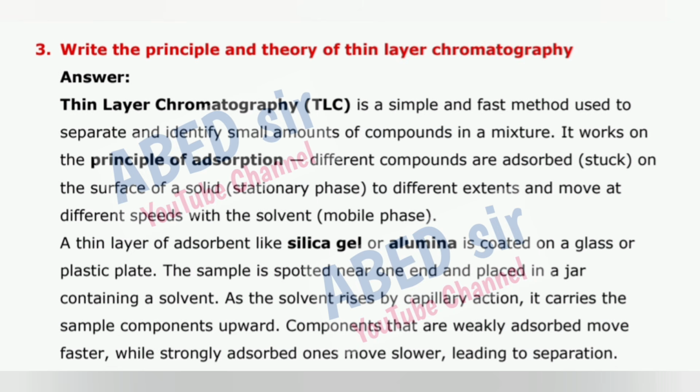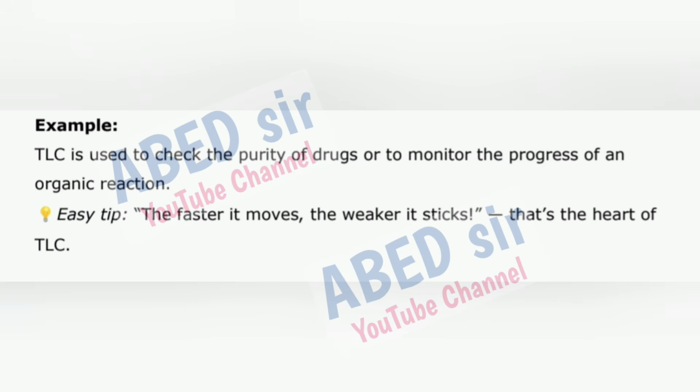A thin layer of adsorbent like silica gel or alumina is coated on a glass or plastic plate. The sample is spotted near one end and placed in a jar containing a solvent. As the solvent rises by capillary action, it carries the sample components upward. Components that are weakly adsorbed move faster, while strongly adsorbed ones move slower, leading to separation. Example: TLC is used to check the purity of drugs or to monitor the progress of an organic reaction. Easy tip: the faster it moves, the weaker it sticks. That's the heart of TLC.